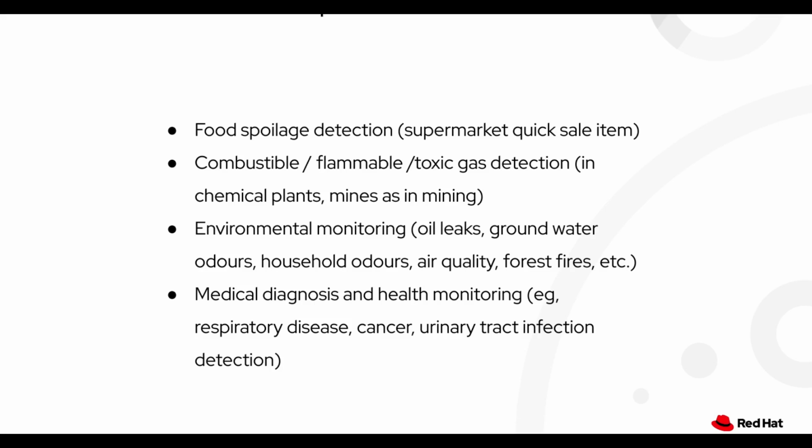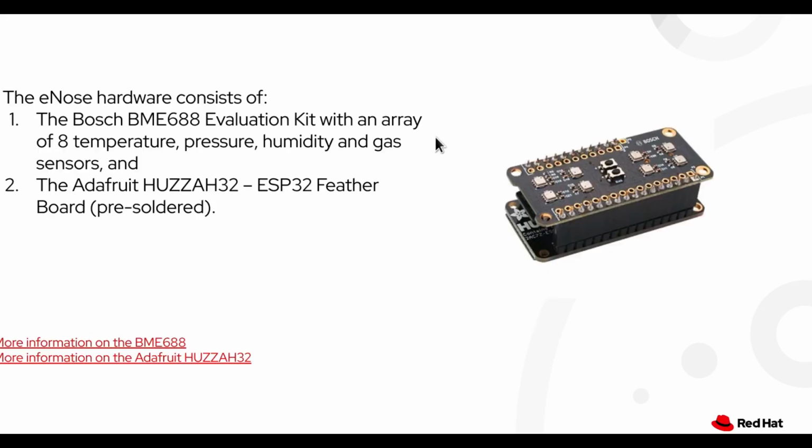Next, we have medical diagnosis and health monitoring. For example, you can use an eNose to detect respiratory disease such as pneumonia and cancer, because for these patients, there's a special odor in their breath. And you can also use this technology to detect urinary tract infection, because usually there is blood in the urine samples.